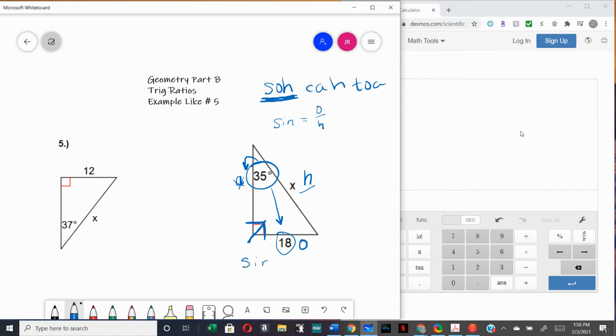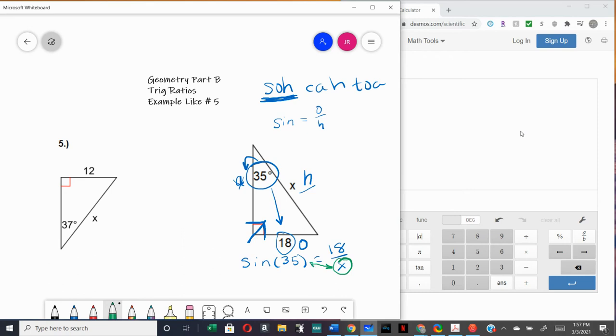So I'm going to find the sine of my angle, which is 35 degrees. And that's going to equal my opposite, which is 18, over my hypotenuse, which is x. So now, in this situation, I have a two-step inverse operation, but because x is a denominator in this one, there's a little shortcut that you can use, and this only works when x is the denominator.